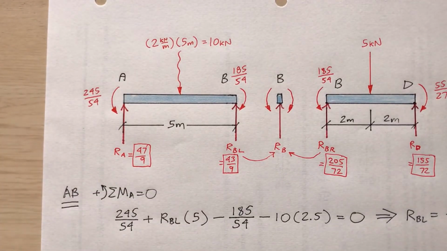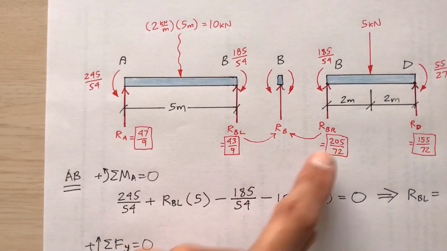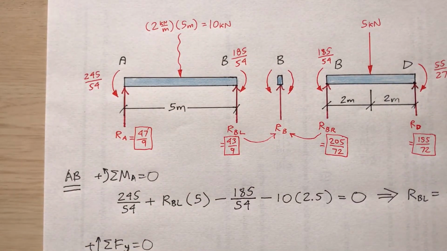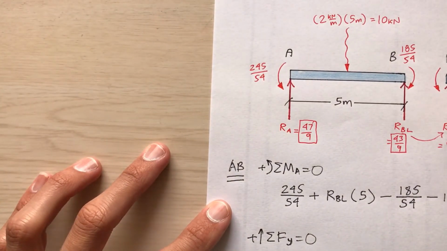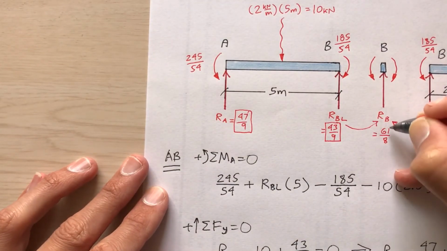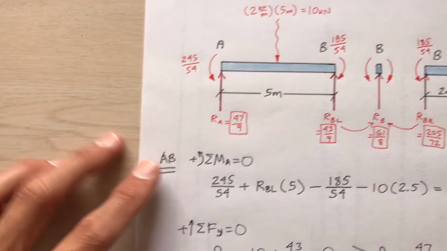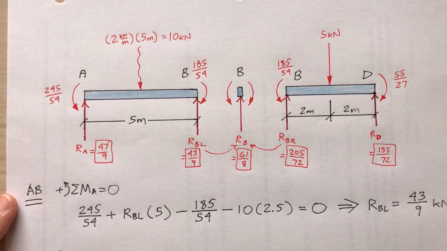Now the reaction at B will be the combination of these two. If you add those two together, I believe you get 61 over 8. So that's the reaction at B. There I've got all the reactions.